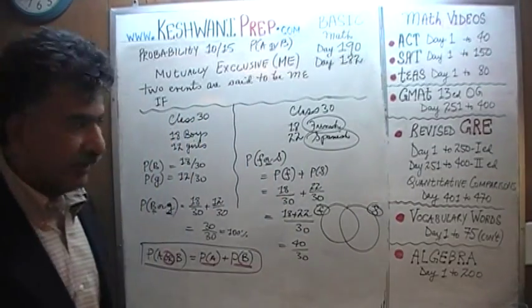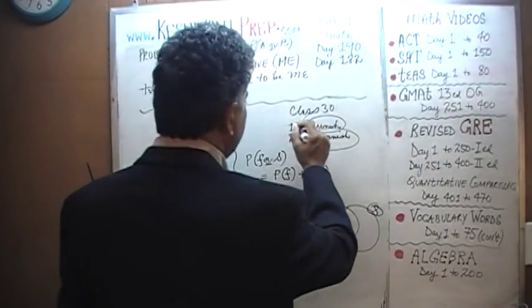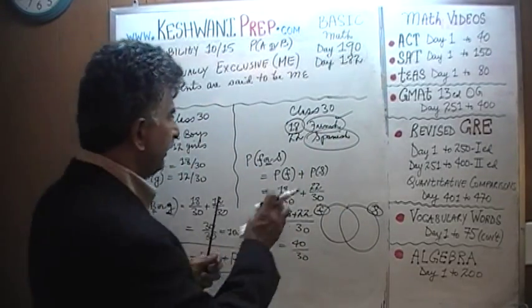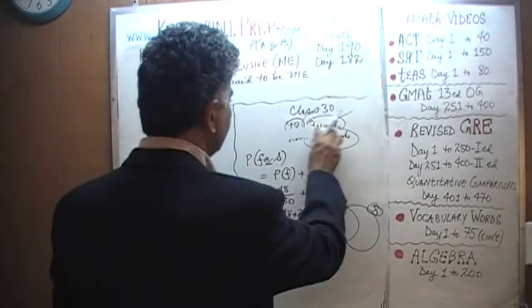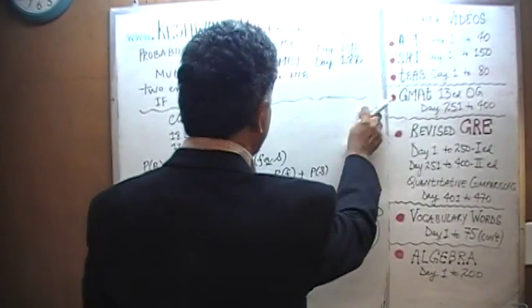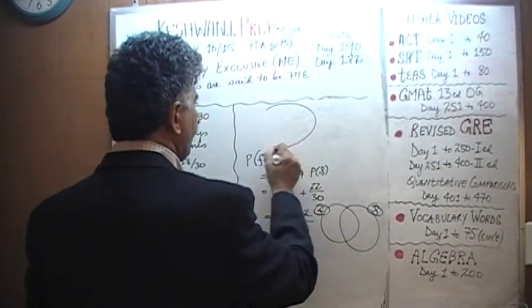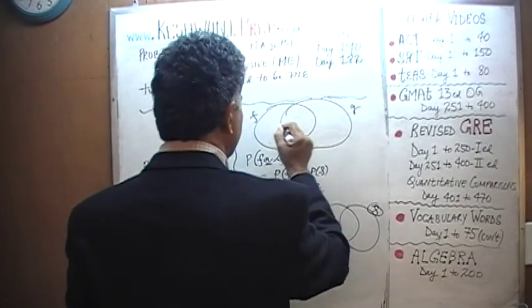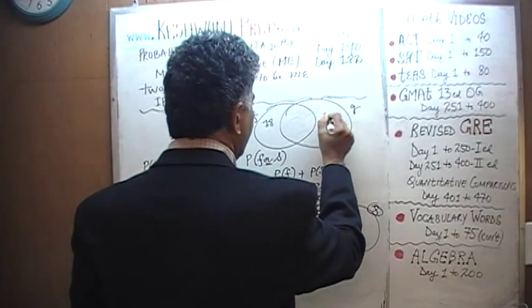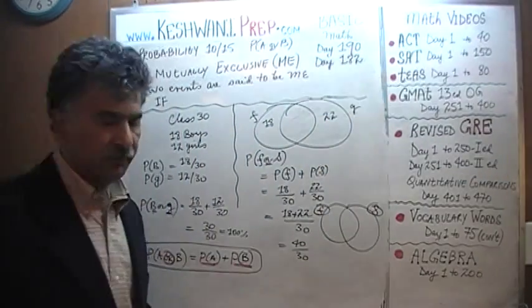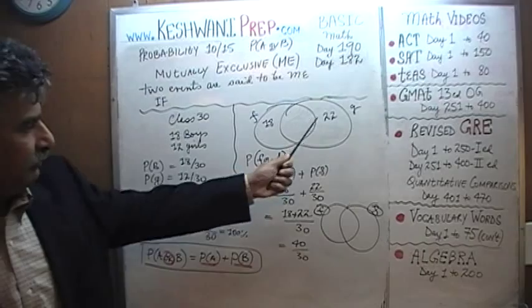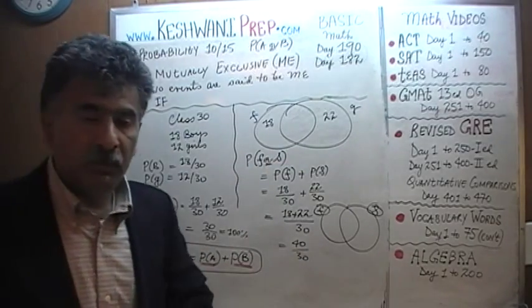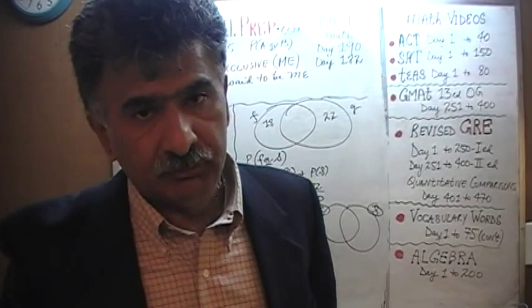We are told that 18 students study French. Why don't we do the Venn diagram right here? It's 18 and 22. Let's do it right here. French and German: 18 students study French and 22 students study German. As you can clearly see, 18 plus 22 is 40, but we have only 30 students in the class.